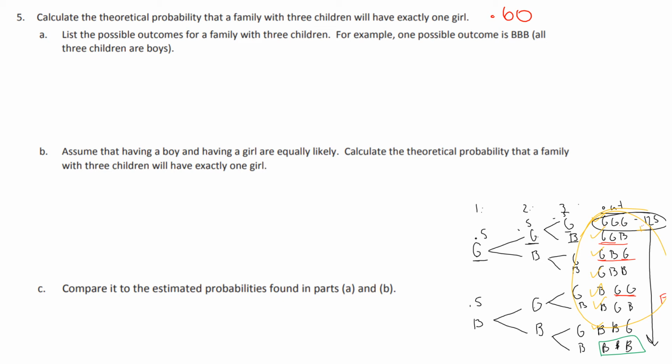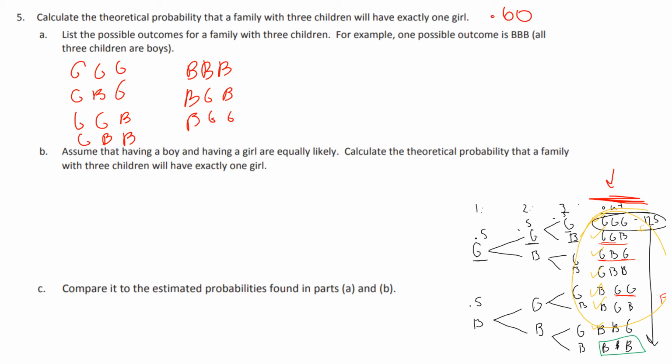It says, list all the possible outcomes for a family with 3 children. For example, one possible outcome is BBB, all 3 children are boys. We already did this in lesson 7, so I put our tree diagram that we did right here. So the possibilities that we can have with 3 children are girl, girl, girl, girl, boy, girl, girl, girl, boy, and girl, boy, boy for girls first, and then we can have boy, boy, boy, boy, girl, boy, boy, girl, girl, and boy, boy, girl. So there's 8 total outcomes. These are the 8 that we have.